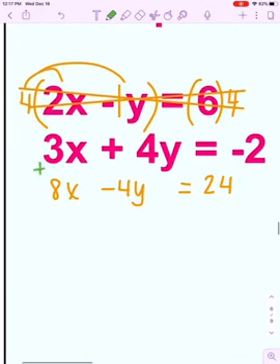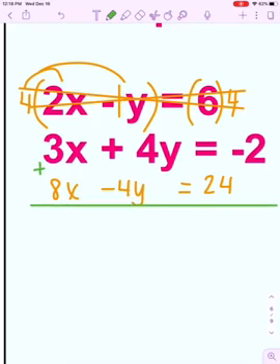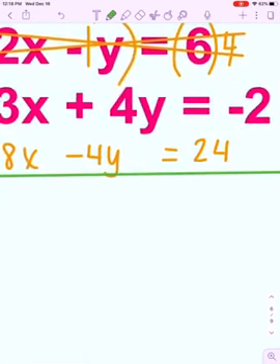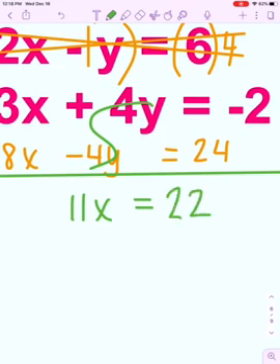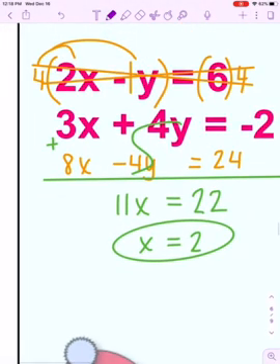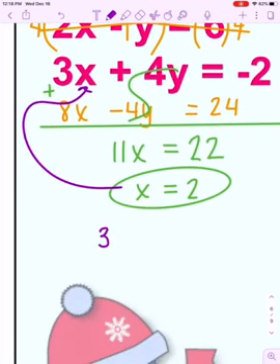Because I made a different version, now I've got these two that I'm just going to add together because I have same numbers, opposite signs. So 3x plus 8x is 11x equals, because the y's cancel, and then negative 2 plus 24 is 22. So divide by 11 and you get that x is 2. You're going to plug that back in.